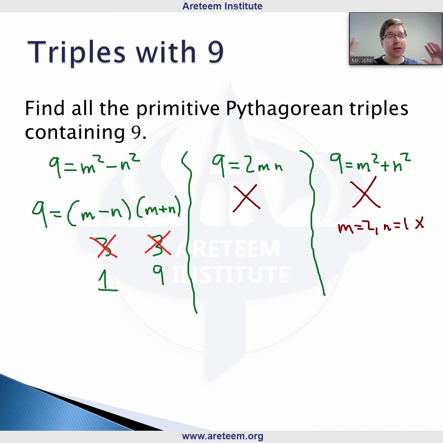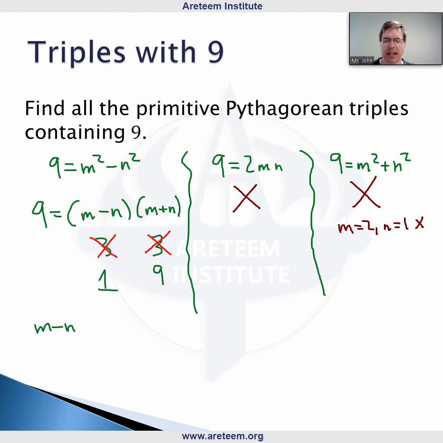This is a pretty simple case because 9 doesn't have that many factors, but you could do this in general. Even if we listed the number 100, well, 100 could be 1 times 100 or 2 times 50 or 4 times 25. There's more cases, it's a little bit more work to do, but the method would still work the same way.